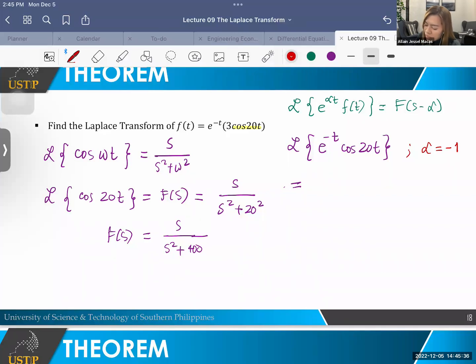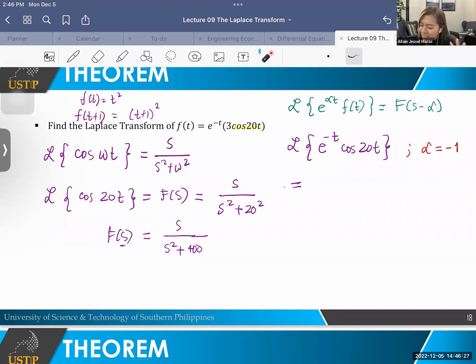So, from what we have learned, class, what is now the Laplace of e to the negative t of cosine 20t? Unsa man? Ang katong example ganina nga f of t is equal to t squared. So, ang akong f of t plus 1 is t plus 1 squared. Giilisan ako ang tanang t og t plus 1. So, in this case, ang f of s, pangitaon ako ang f of s minus alpha. So meaning, tanang s na ako, pulihan ako s minus alpha. Correct?